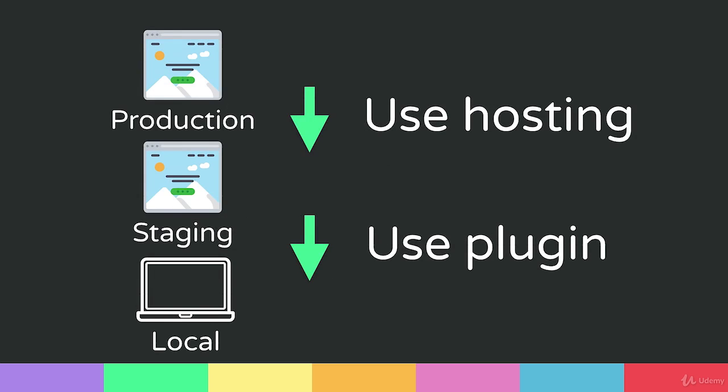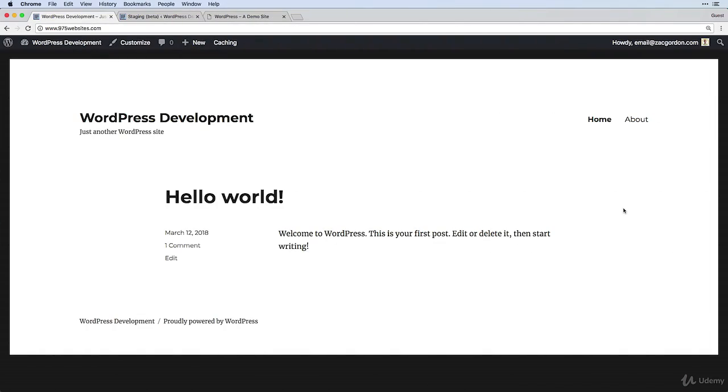So just to repeat, for the process of going from production to staging, we're going to be relying on the hosting provider, and to go from staging to local, we're going to be using a plugin. So here's what I have to start.